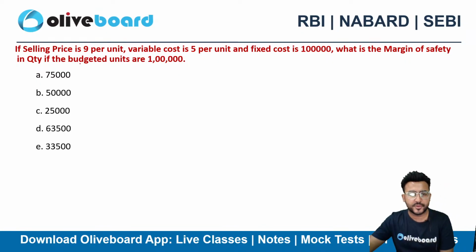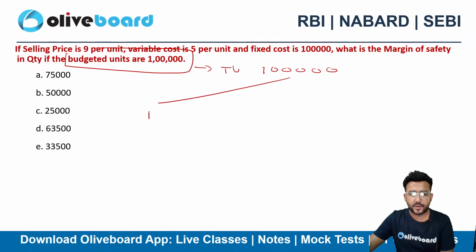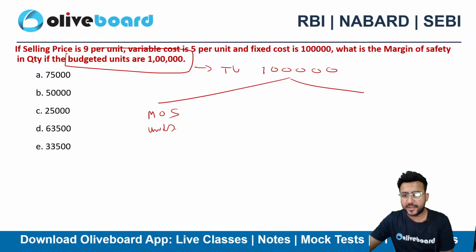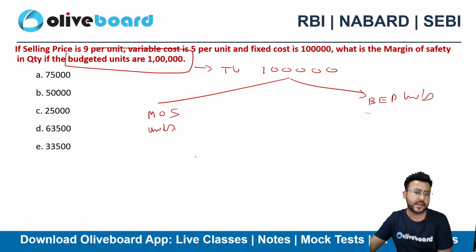The budgeted units or the total units are 1 lakh. You need to find out the margin of safety in units. So if I know the BP units, I can easily calculate it. How to calculate BP units?